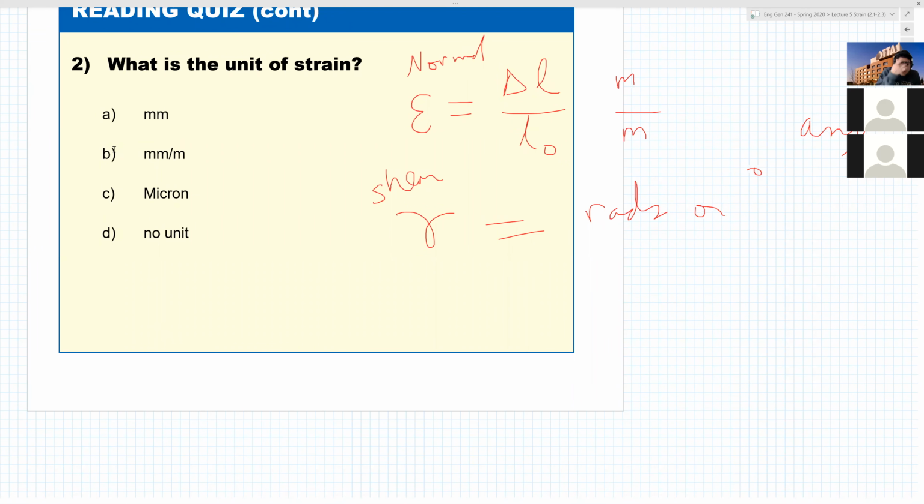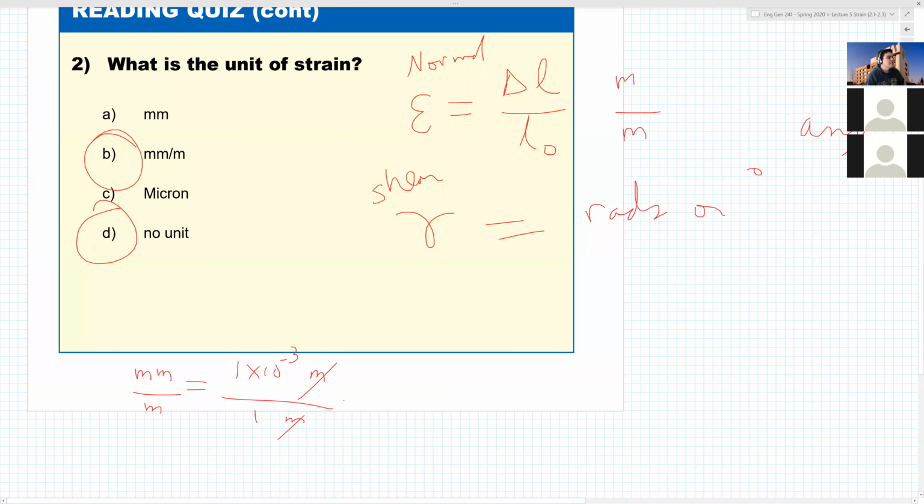Also, B, right? Because you could always convert, right? What is 1 millimeter? 1 times 10 to the minus 3 meters over 1 meter. Meters cancel, right? You just have an extra 10 to the minus 3 outside. So technically B is also the correct answer. I would be consistent, keep it the same units, right?